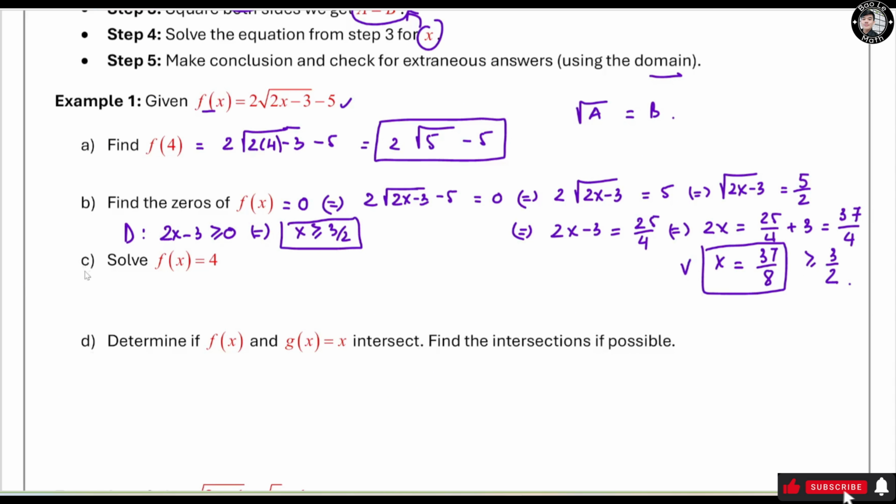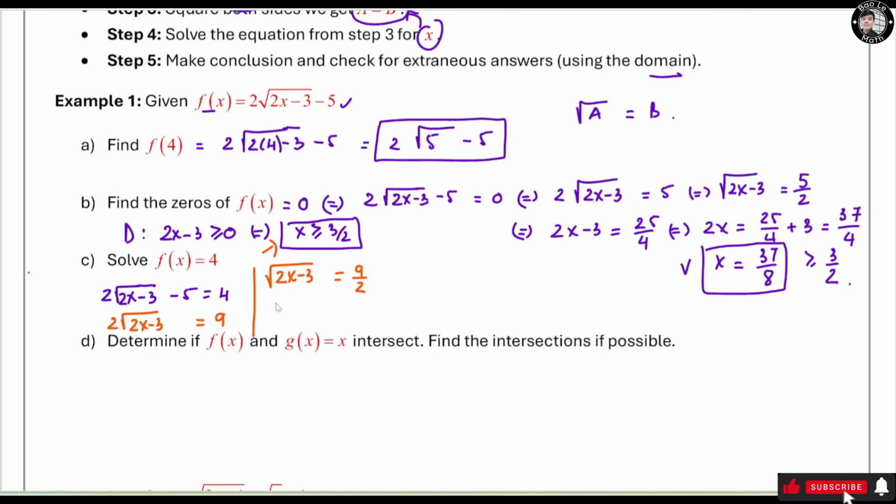Now question C. Solve f of s equals 4. So we have 2 square root of 2s minus 3, minus 5 equals 4. Again, the domain is right here. So we're going to add 5 to both sides. It's going to be 2 square root of 2s minus 3 equals 9. Then we divide both sides by 2. It will be square root of 2s minus 3 equals 9 over 2.